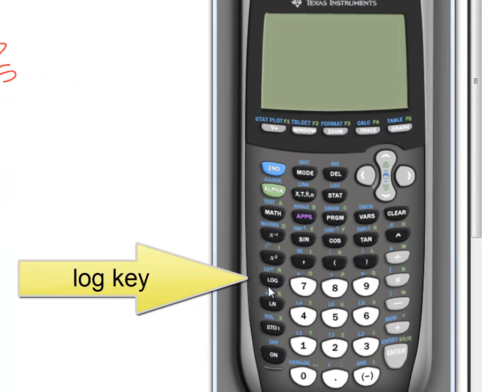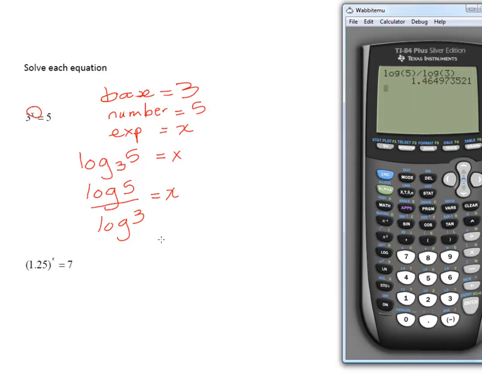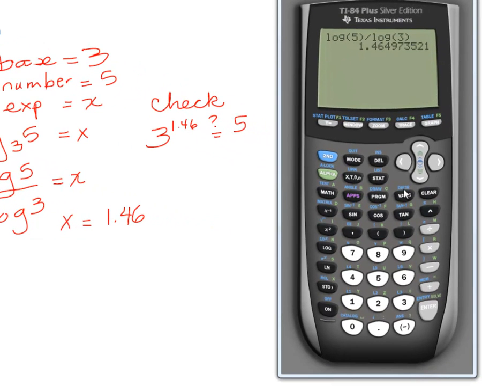So go to your calculator and find your log key, and that's a log base 10. We're going to do log of 5, close the parentheses, divided by the log of 3, close the parentheses, hit enter, and that gives us our x. We're going to round that to 1.46. I'm just using 2 decimal places, but you want to see what Course Compass wants you to leave it as. All right, we're going to check this.